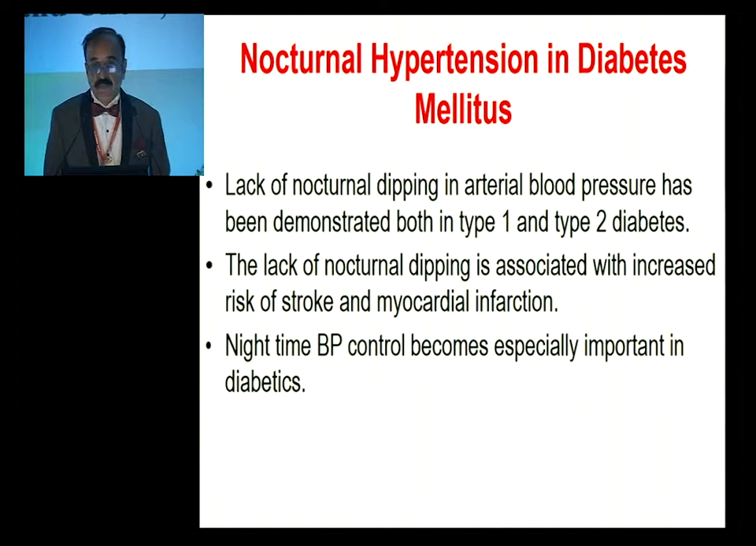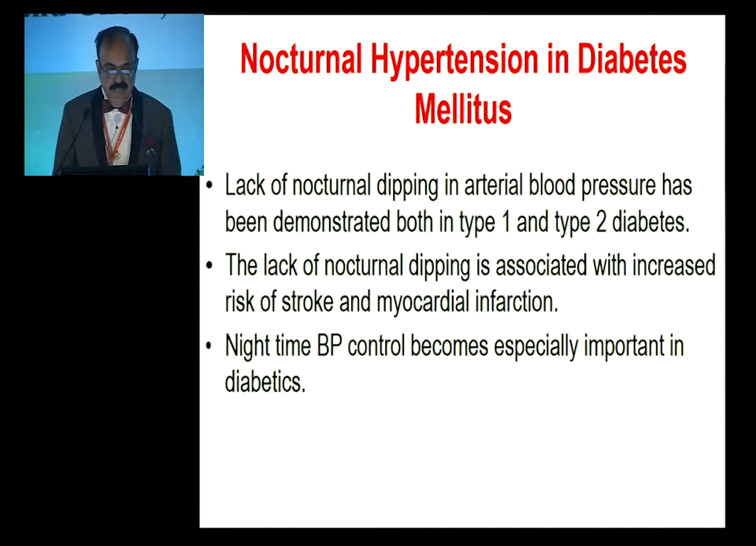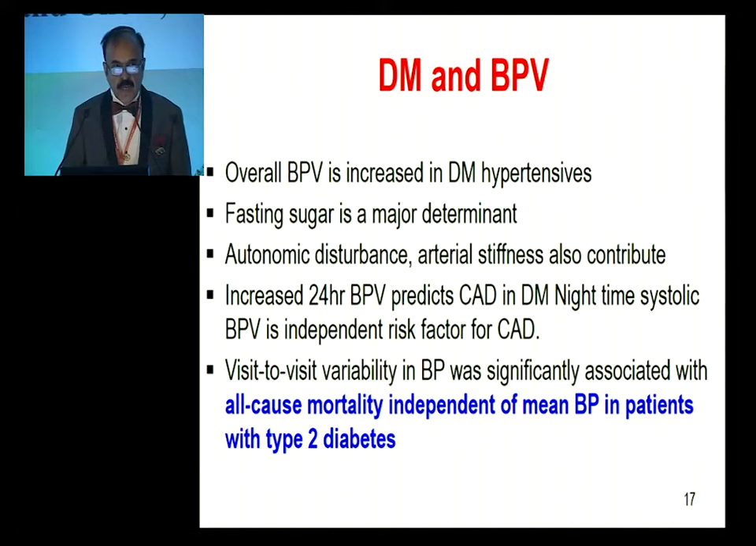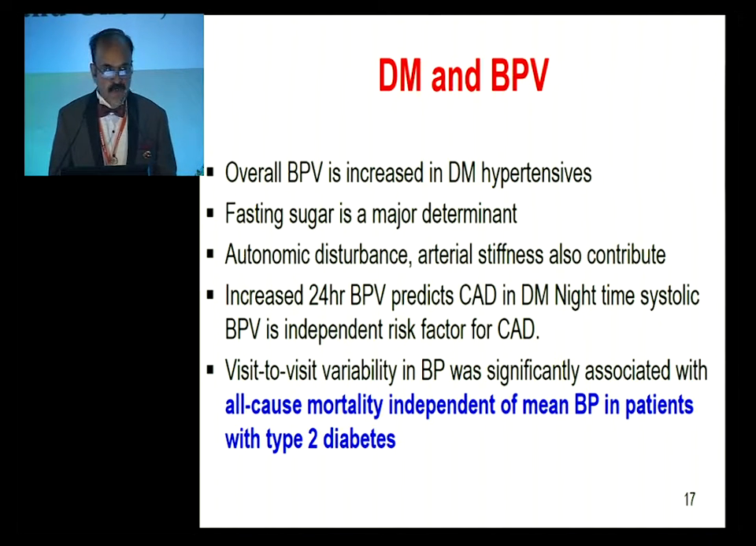If the patient has nocturnal hypertension, as ADA recommends, one of the antihypertensives should be taken at night. Lack of nocturnal dipping in arterial blood pressure has been demonstrated in both type 1 and type 2. The lack of nocturnal dipping is associated with increased risk of stroke and myocardial infarction. So nighttime BP control becomes especially important in diabetics. Even if you cannot do ambulatory blood pressure monitoring, I would request you to advise home blood pressure monitoring. I am very happy to see all the endocrinologists and diabetologists aggressively promote home blood sugar monitoring. We have got 14 days of home blood sugar monitoring, etc.